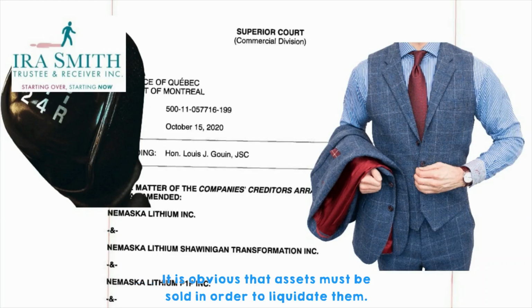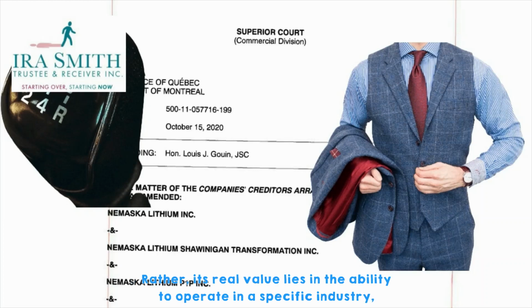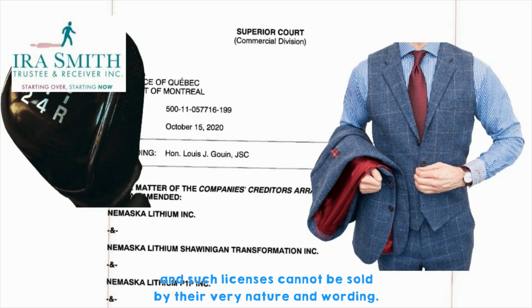It is obvious that assets must be sold in order to liquidate them. Sometimes, as part of a corporate restructuring, there are redundant and unwanted assets that can be sold to raise cash. The question is, what if the real value, especially a going concern value of a company in a commercial insolvency case, is not in its tangible assets? Rather, its real value lies in the ability to operate in a specific industry, and such licenses cannot be sold by their very nature and wording.